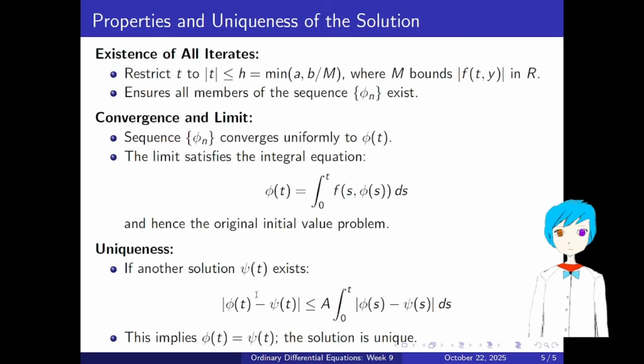Basically, the existence uses the Picard iteration. Uniqueness is based on the fact that the derivative of f is Lipschitz continuous in y. Of course, if f is continuous in y but not Lipschitz continuous, then the solution might not be unique. This would be another story.